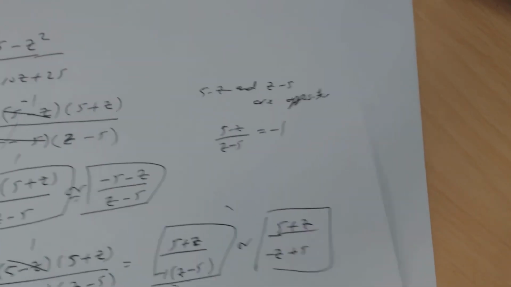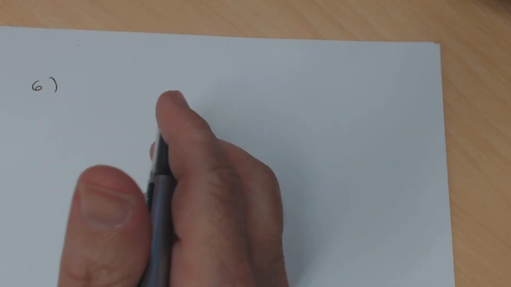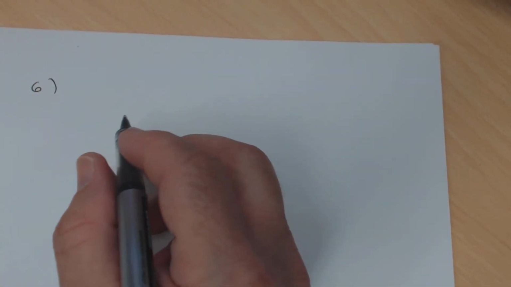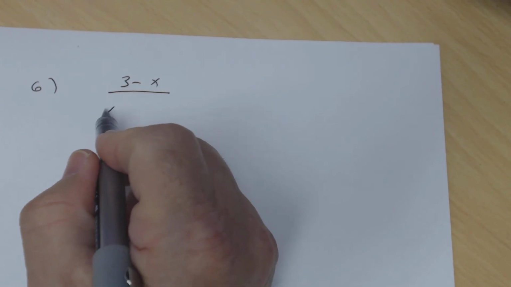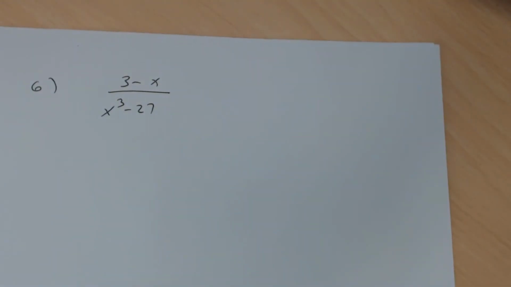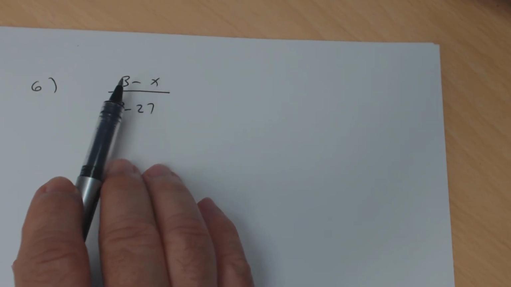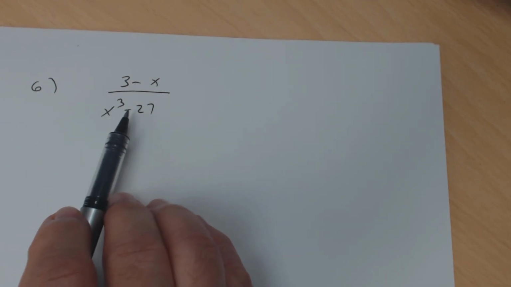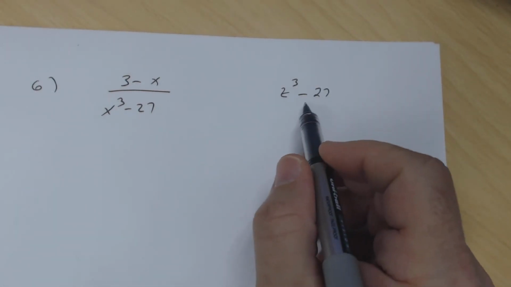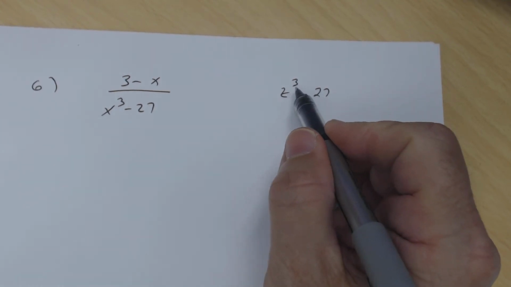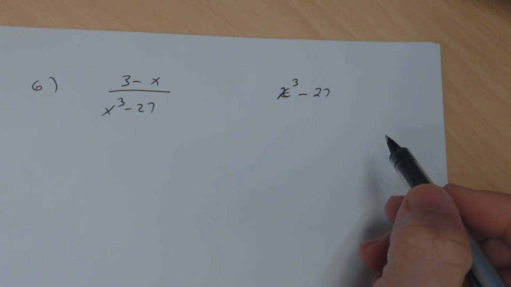All right, let's look at this one. Number 6. Let's suppose we had 3 minus x in the numerator divided by x cubed minus 27. So I can't factor the numerator, but I can factor the denominator because that's the difference of two cubes. So let's figure out how to factor x cubed minus 27.